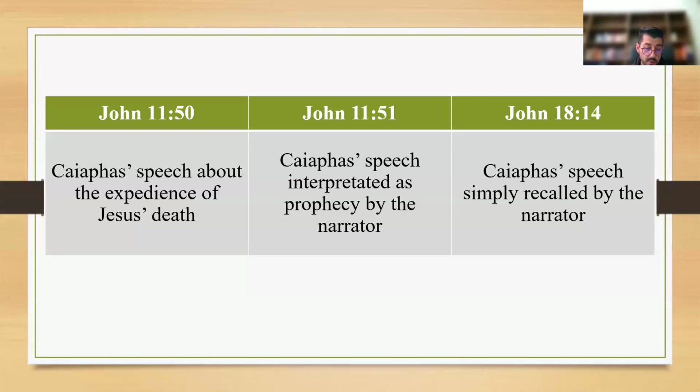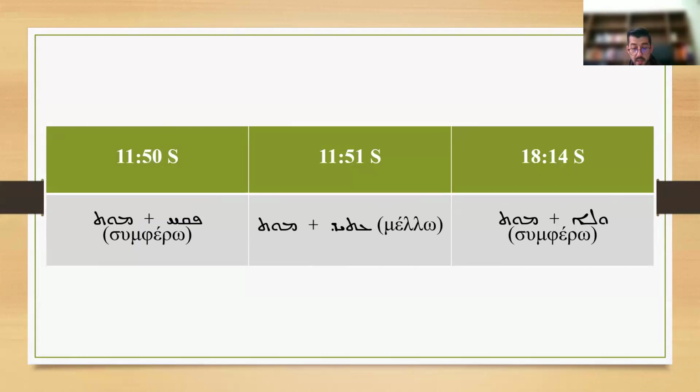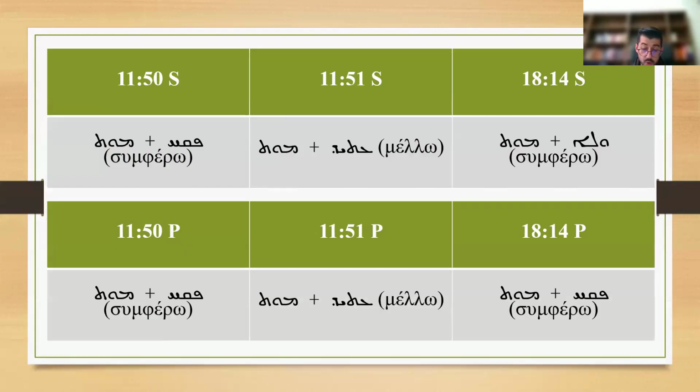In John 18:14, the narrator recalls Caiaphas' words of John 11:50, already interpreted in John 11:51 as prophecy. The Syriac Sinaiticus presents in this text three different lexical choices, although in John 11:50 and John 18:14 the same verb synfero appears in the Greek. The Peshitta gives the impression of being more coherent, choosing both in John 11:50 and in John 18:14 the same construction with mut and pkach. But it might be interesting to try to place those choices of the Peshitta in a broader context.